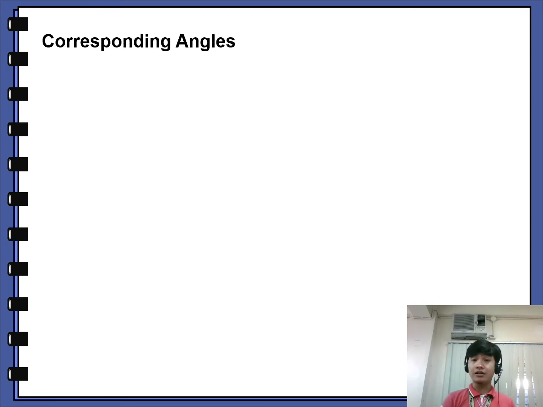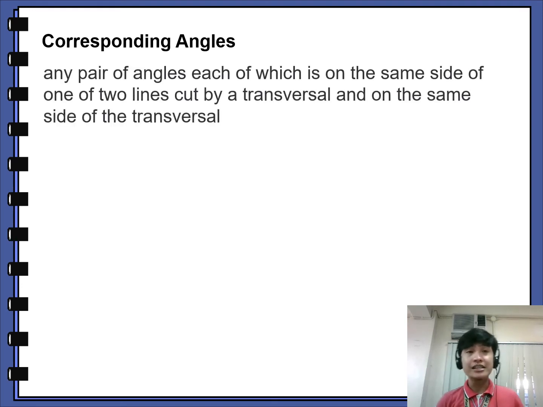Okay, so third angle relationship na kailangan nating i-discuss about angles formed by parallel lines cut by a transversal is the concept of corresponding angles. Now let's first try to describe by definition what is the meaning of corresponding angles. So states here that corresponding angles are any pair of angles each of which is on the same side of one of two lines cut by a transversal and on the same side of the transversal. So medyo technical, masyadong technical ng definition natin ng corresponding angles. So let's try to simplify.